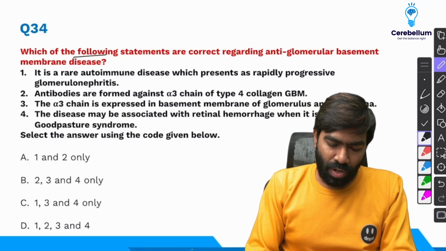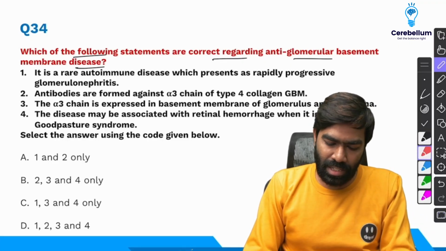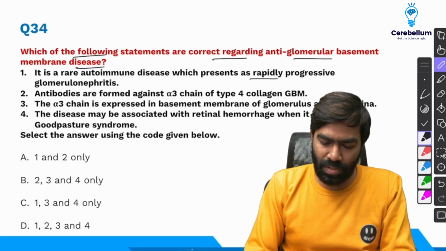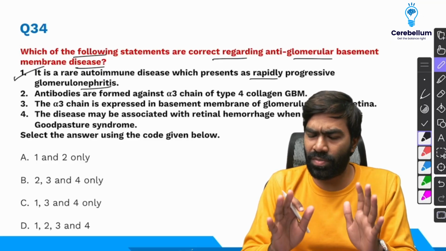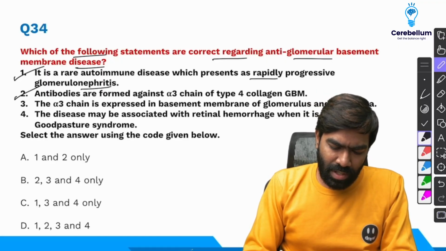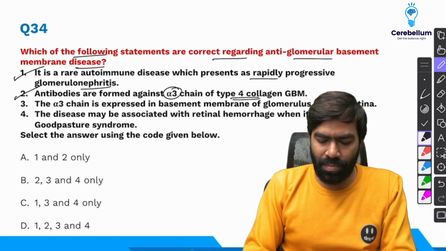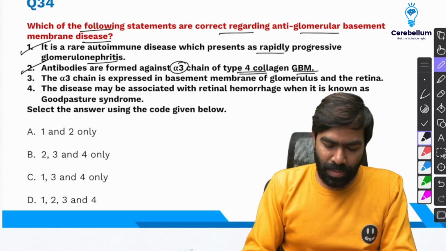34th question, which of the following statements are correct regarding anti-glomerular basement membrane disease or anti-GBM disease? It's a rare autoimmune disease which presents as rapidly progressive glomerulonephritis. Most anti-GBM disease will present with RPGN, and it's also called type 1 RPGN. Antibodies are formed against the alpha-3 chain of type 4 collagen that is present in the glomerular basement membrane. Absolutely correct. And alpha-3 chain is expressed in basement membrane of glomerulus, and the retina is wrong.